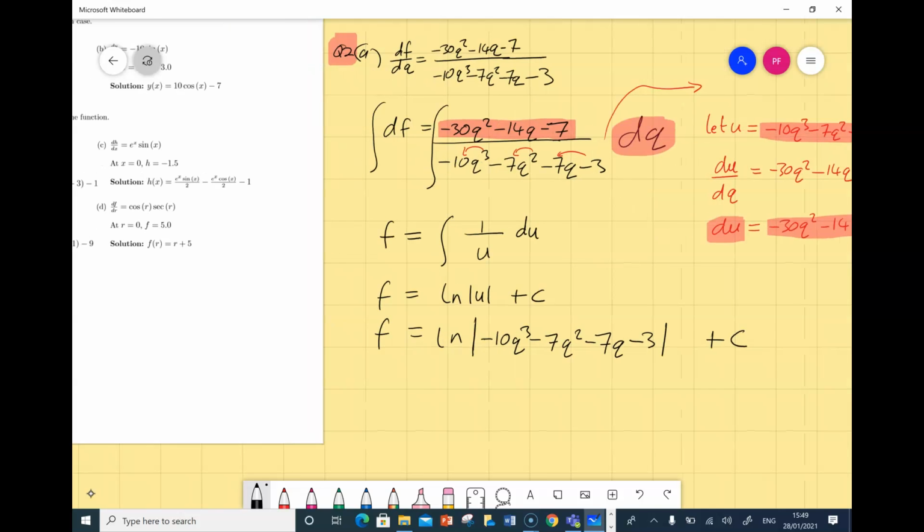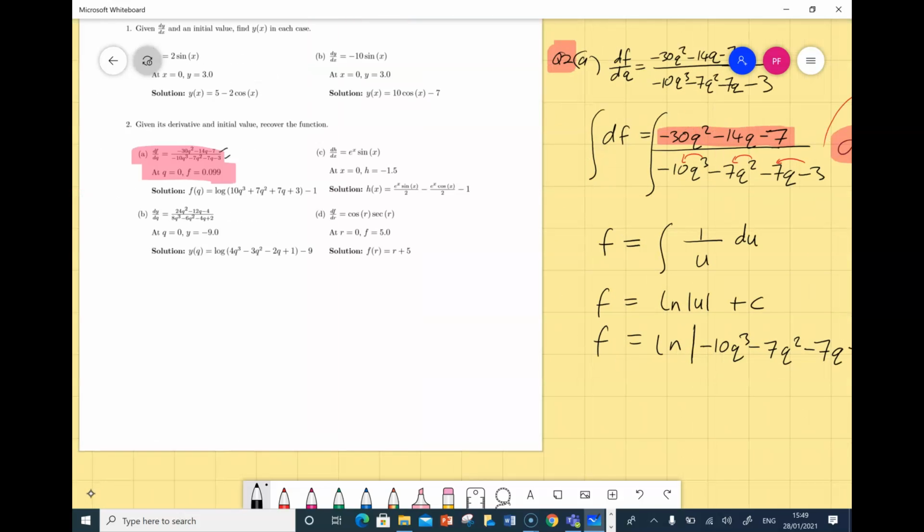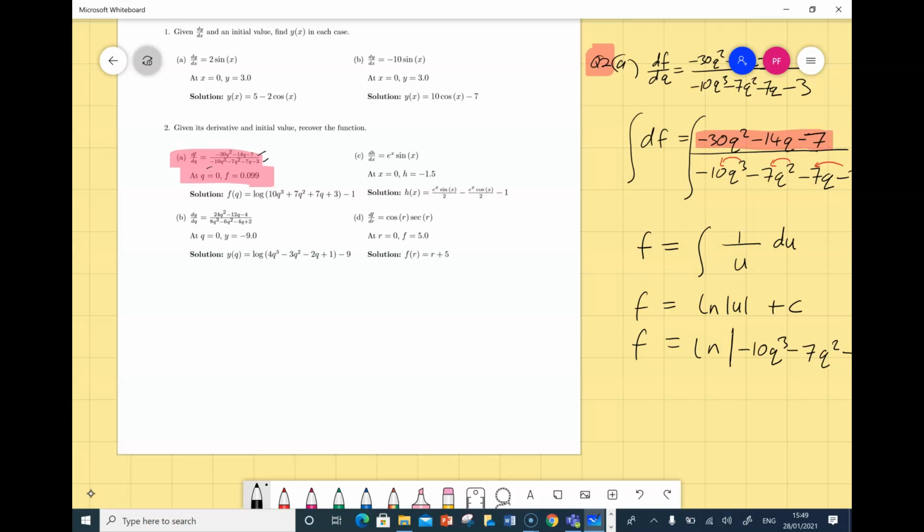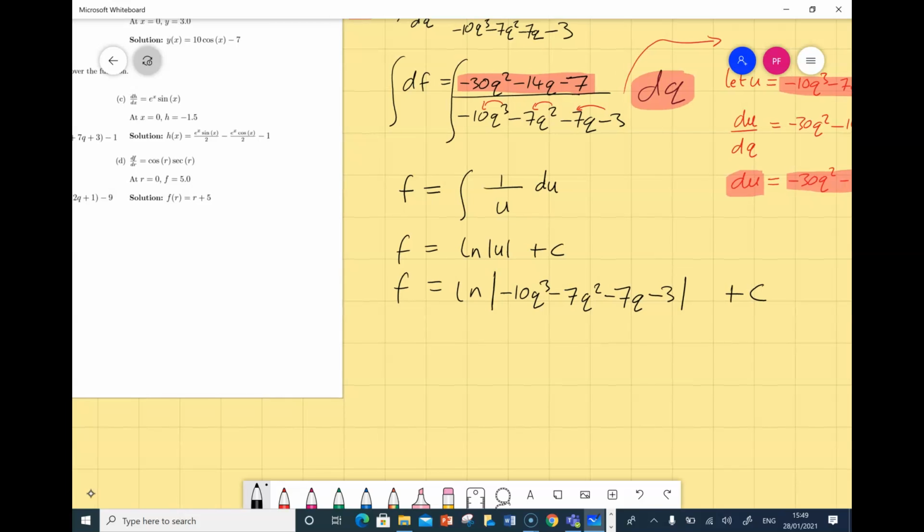All right, now we go back and see if they gave us any values for f and for q. They say q is 0 when f is 0.099. So f is 0.099 equals the natural log, and they said q was 0. So minus 10 times 0 cubed minus 7 times 0 squared minus 7 times 0 minus 3. Plus c.